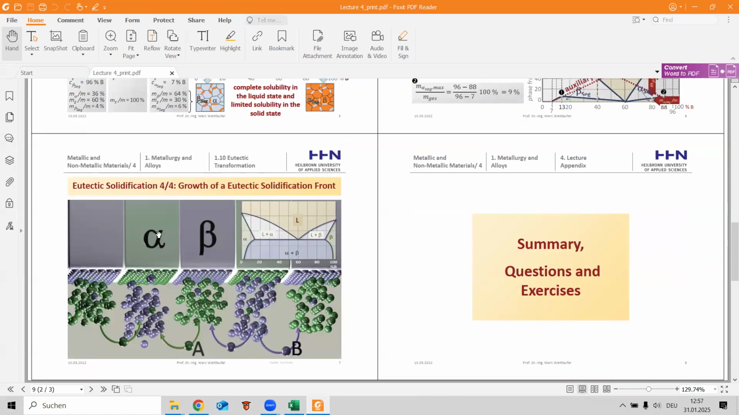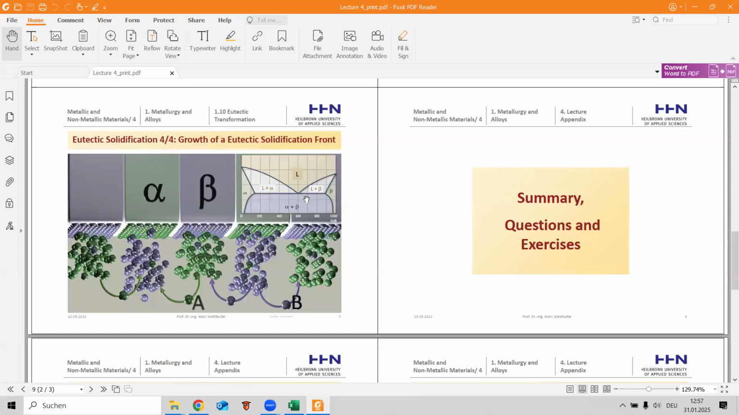So mass of eutectoid divided by M total here, M beta divided by M total in this range, and M alpha segregation divided by M total. So these particles are moving: A component is moving to alpha, B component moving to beta.